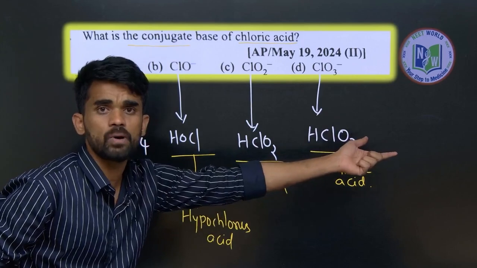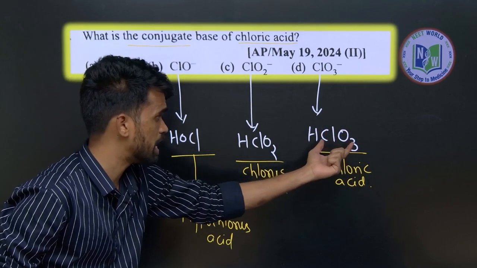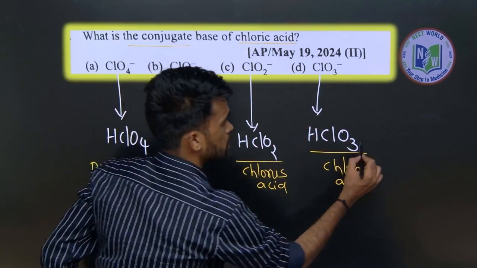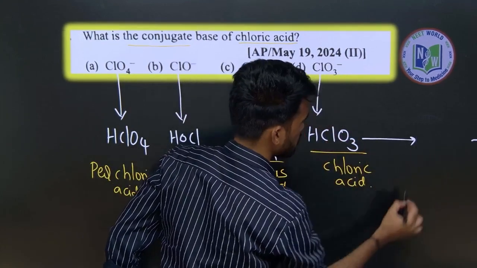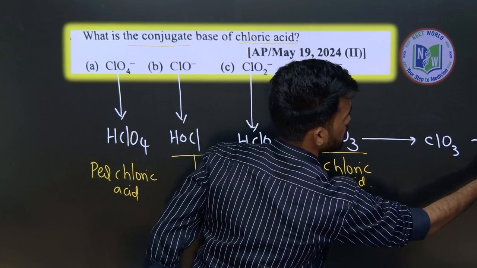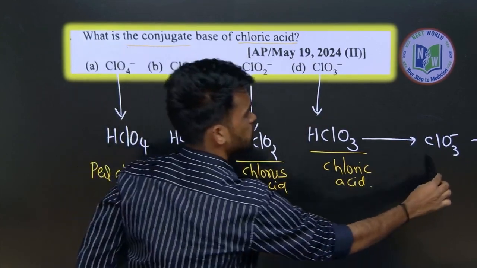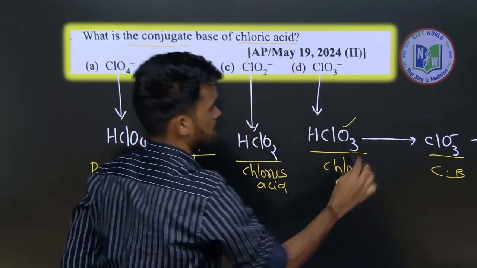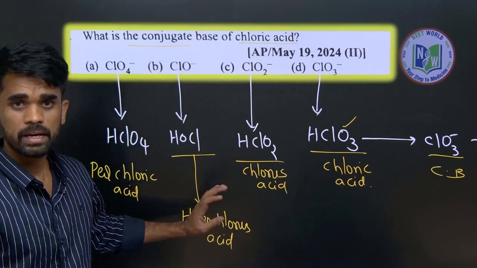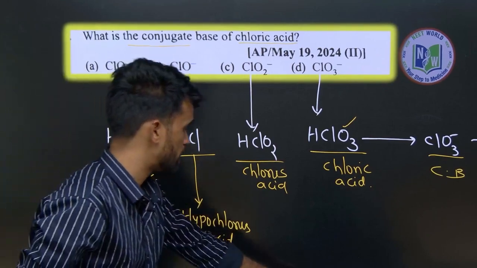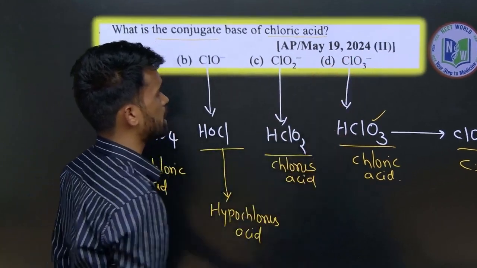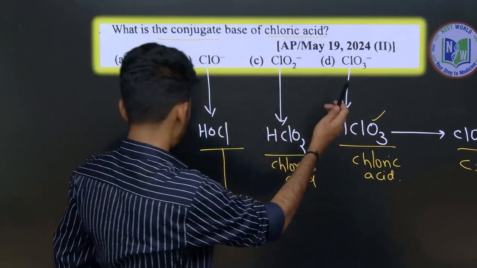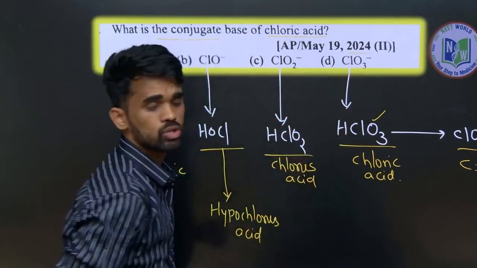Just take the negative part of this acid by releasing the H+ ion. If it is releasing H+ ion, the remaining negative part will be ClO3-. That's it. This will be the conjugate base of this acid. I hope it is clear. Okay. Now one more concept I want to explain to you. I hope this concept is clear. So option D is correct for this particular question. See, this was asked last year only, 2024.